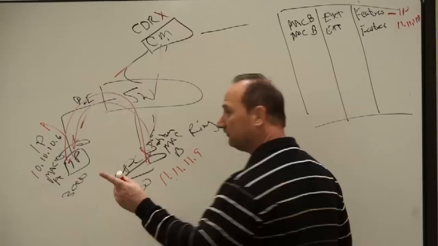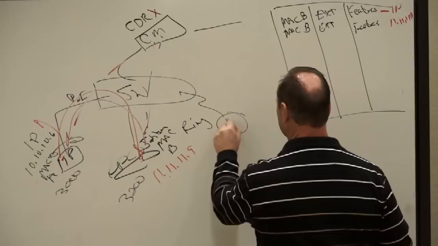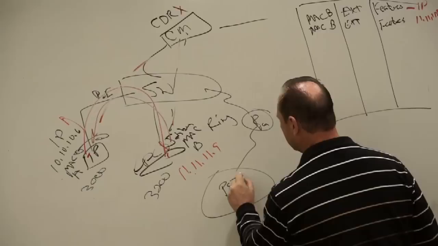What if I want to call outside? I always want to do that. Put a router. This is now a voice gateway. Go into the PSTN. If I want to call my wife, see what's going on with her little mean dog.